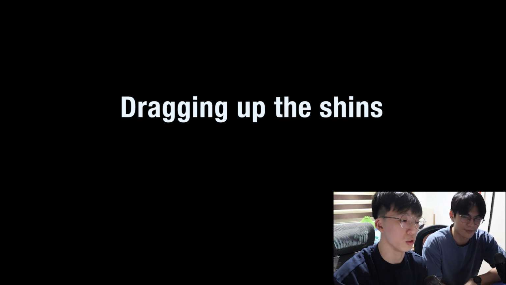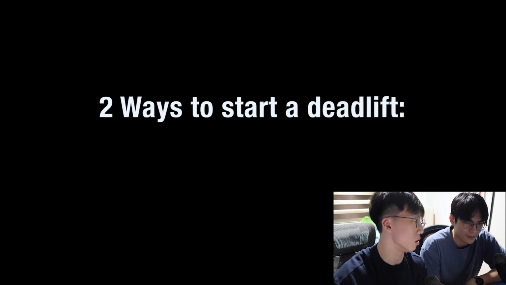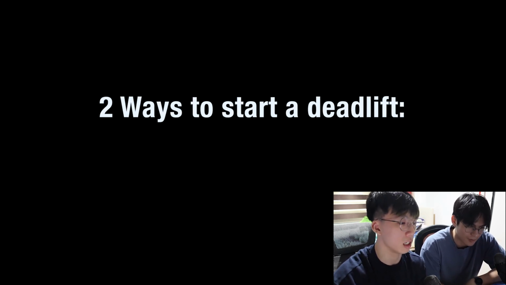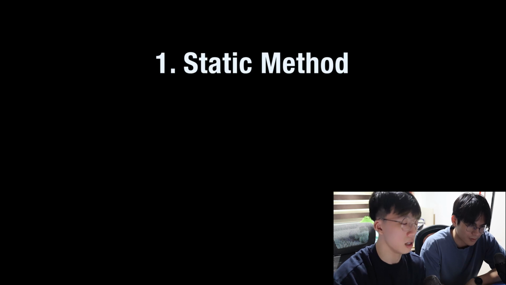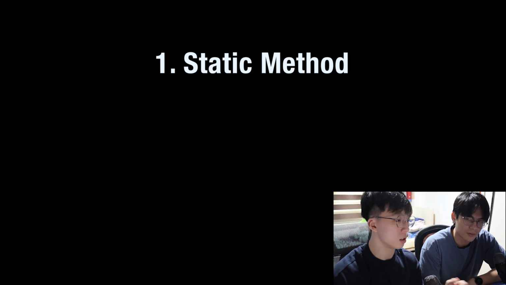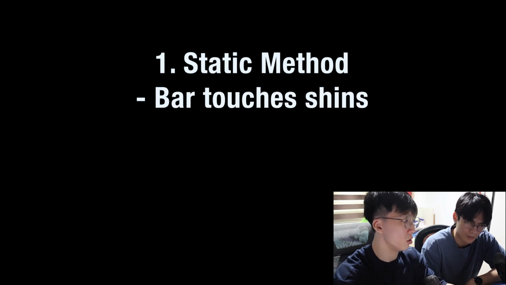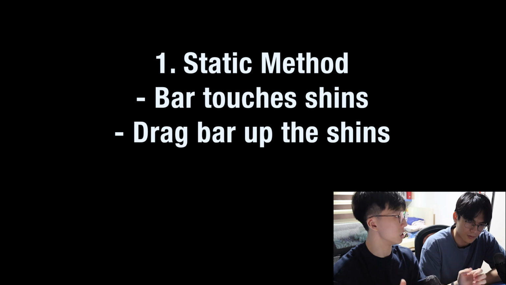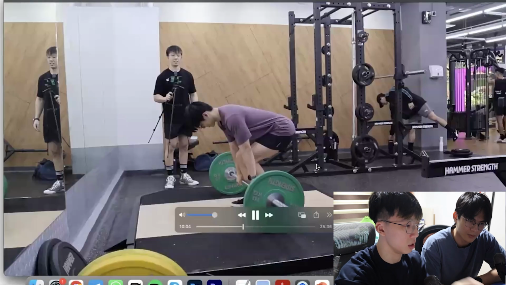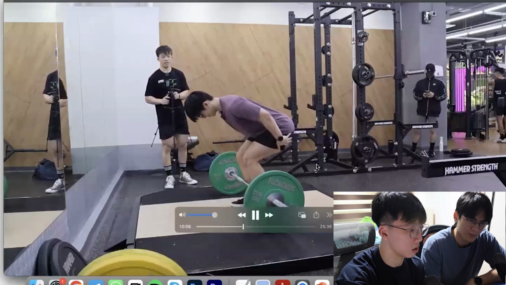I see. Once we establish that the bar must be super close to you, I'll teach you two main methods of doing the deadlift. The first method I like to call the static method. The static method basically refers to you just go down, the bar touches your shins, and then you just drag it up your shins and stand up. I'll show you an example. This is what you did.